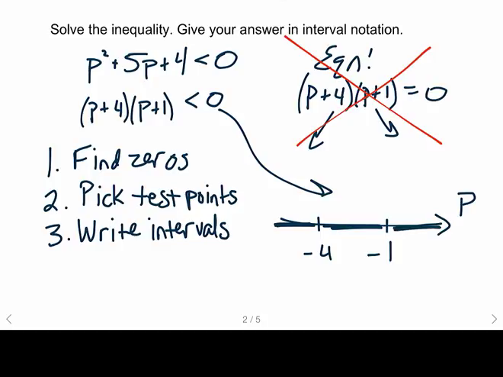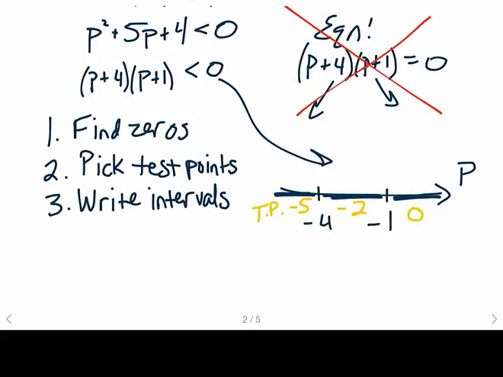I'm going to pick test points that are in these intervals. A test point to the left of negative 4 is, I don't know, negative 5, any number to the left. Between negative 4 and negative 1, I use negative 2. And to the right of negative 1, I'm going to use 0. So, we have found zeros, we have picked test points. Now we're going to use the test points.